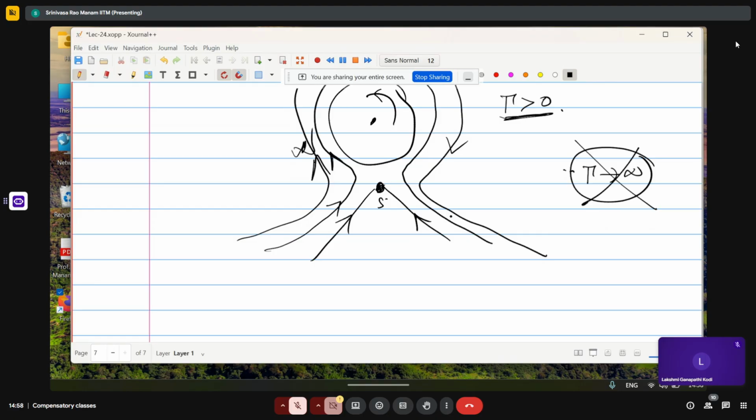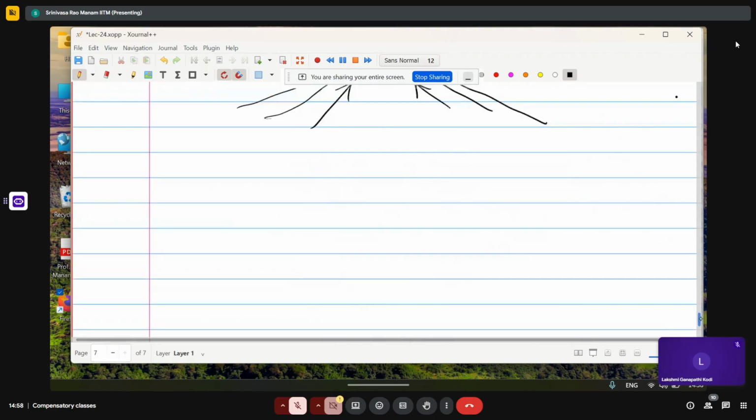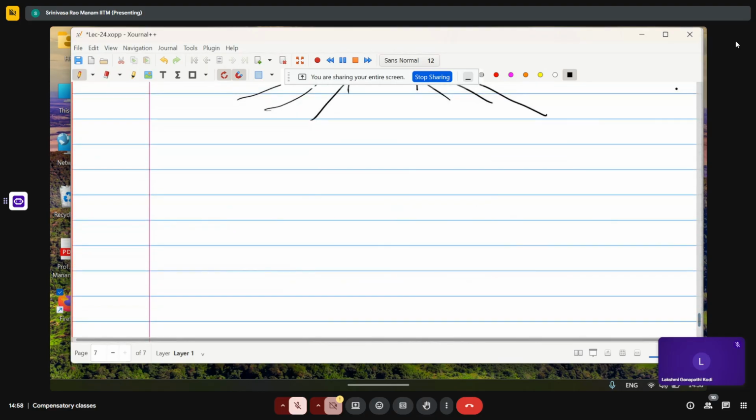Okay, so when I come there tomorrow, on Monday, I'll try to start complex flows. What I will do there is basically, I want to define what is velocity potential. Okay.